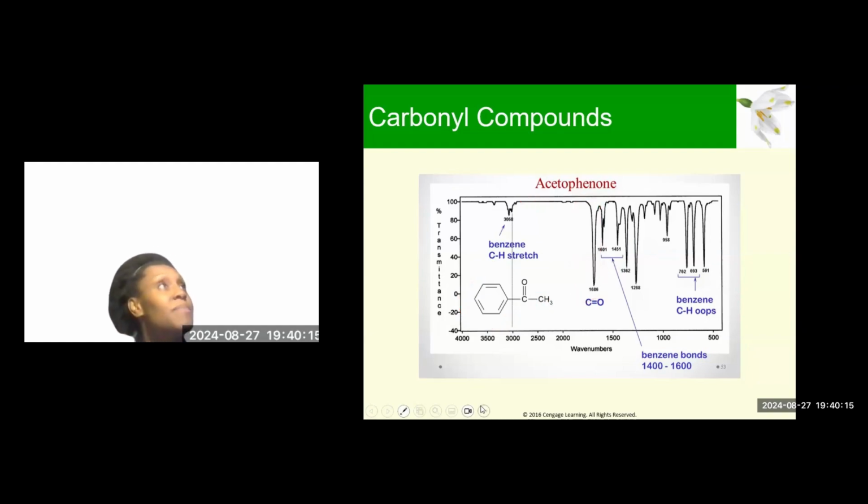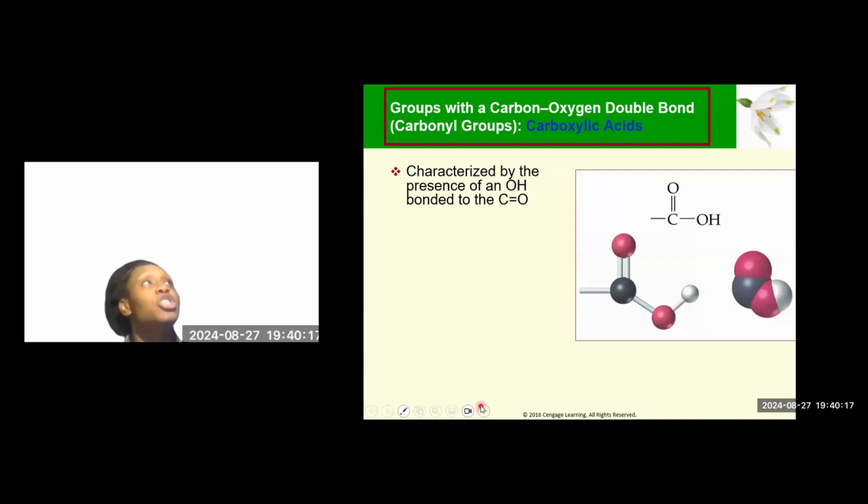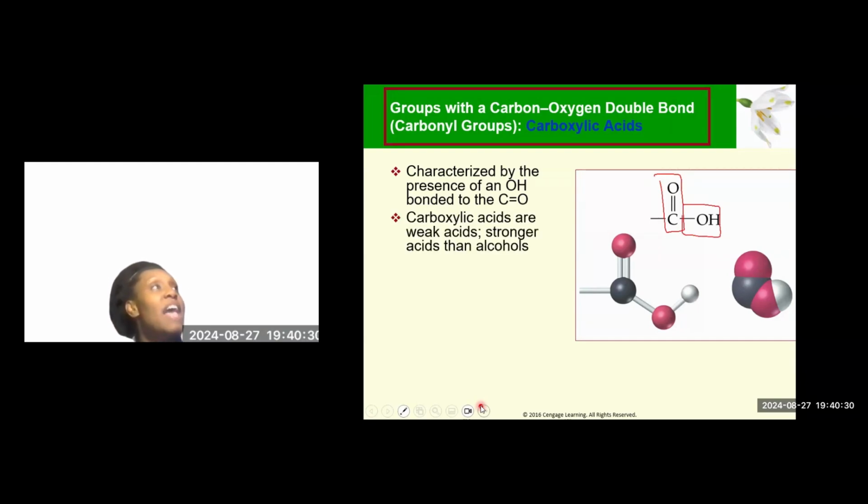Okay, let's keep on going. I think we're making good time. So the next carbonyl-containing compound that we're going to do is carboxylic acids. So carboxylic acids this time have a carbonyl group, and then on one side of them, you have this OH group. That is your carboxylic acid. And so there's going to be two main peaks that you're going to look for here. All right, so carboxylic acids are weak acids, but they're stronger acids than alcohols. All right, so carboxylic acids are the weak, strong acids of the organic world, okay?